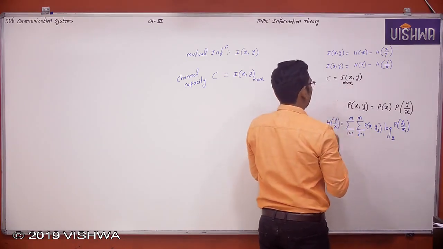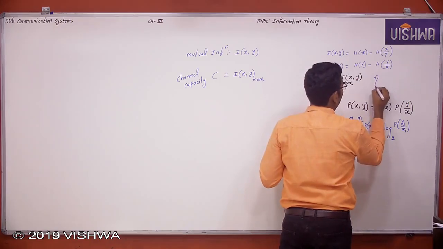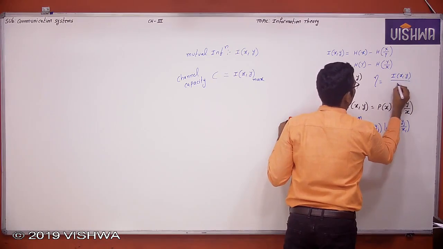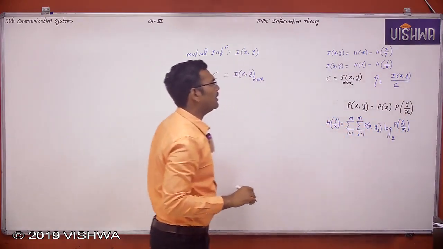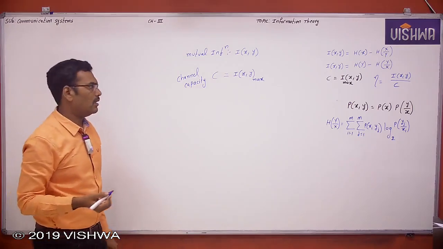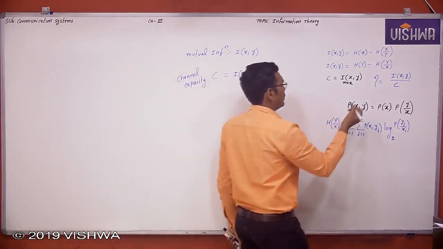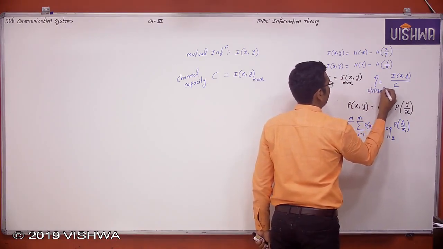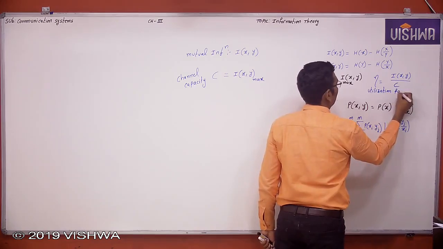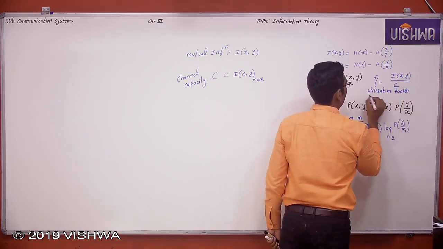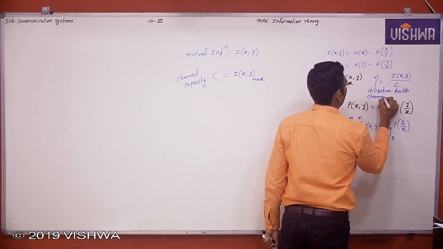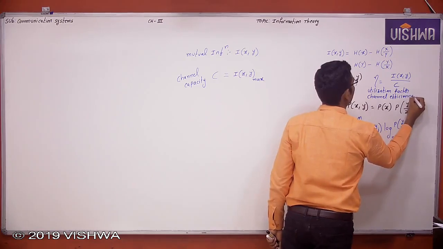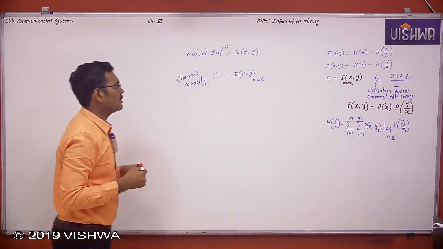Now, what is efficiency? Efficiency is nothing but mutual information divided by channel capacity. Am I right or not? Now, redundancy is nothing but 1 minus channel efficiency. This is called the utilization factor, or also called channel efficiency.